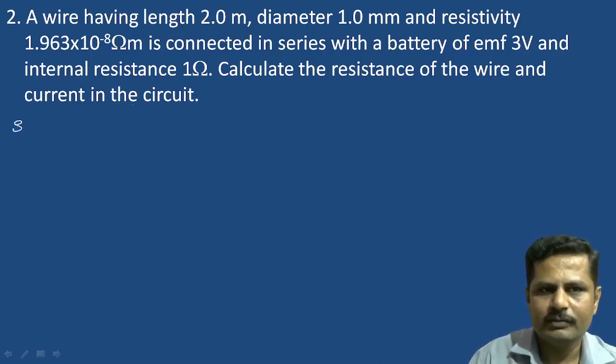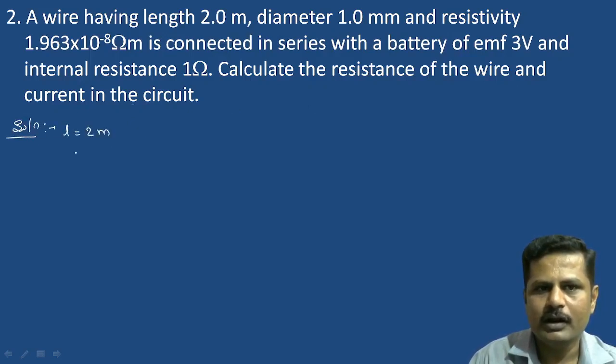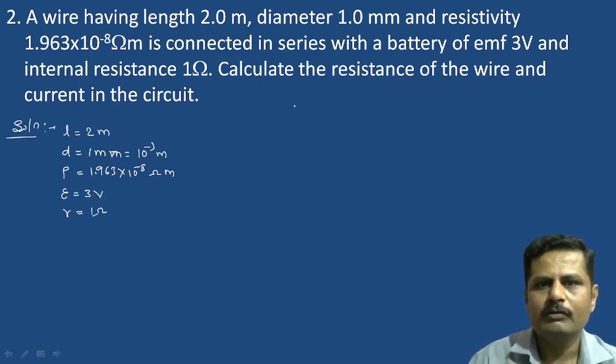Here we can see the length of the wire is 2 meter and the diameter of the wire is 1 millimeter, that can be written as 10 raised to minus 3 meter, and resistivity is 1.963 into 10 raised to minus 8 ohm meter, connected in series with a battery of EMF 3 volt and internal resistance 1 ohm. So we need to find the resistance of the wire and the current in the circuit.